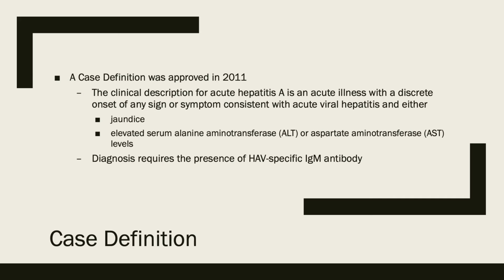Elevated ALTs and ASTs are liver markers, so when they're elevated, you see that there's something going on with your liver. Diagnosis of hepatitis A specifically requires the presence of HAV-specific IgM antibody. This is because a lot of the hepatitis viruses present in a similar way. So for us to determine hepatitis A specifically, the antibody needs to be present.